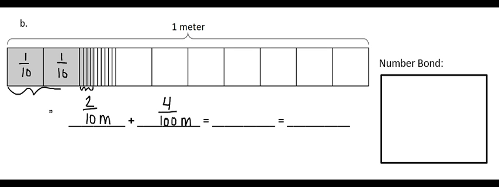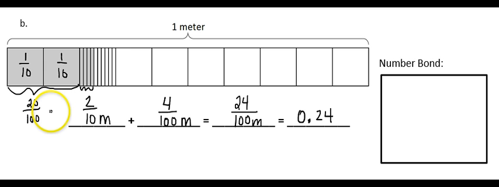The 2/10 can be considered 20/100ths, because if we broke each of these up, they would consist of 10/100ths. So we have 20/100ths all together. So now when I add my 2/10 and my 4/100ths, you can see how we get 24/100ths of a meter. In decimal form, I would write that as 0.24. 24/100ths, or you could look at it as 2/10 and 4/100ths.